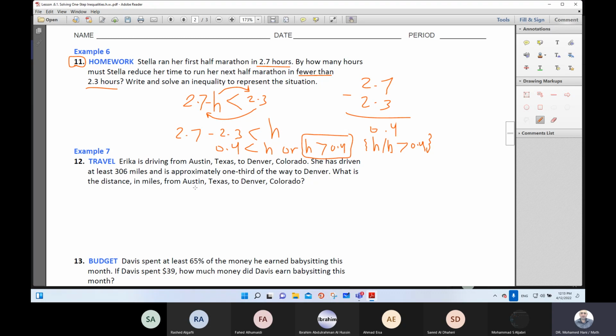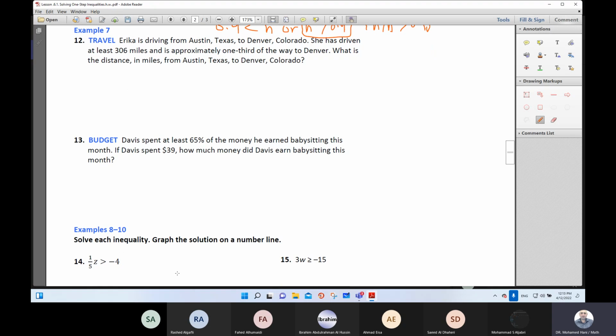Now number 12, number 13, the same idea.